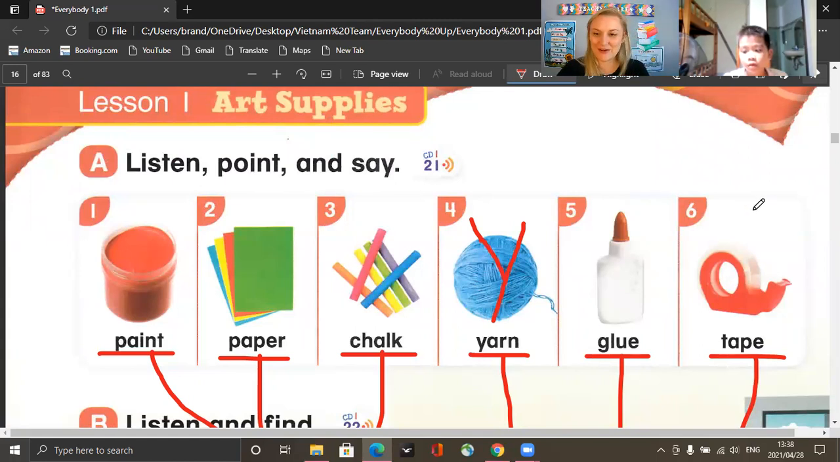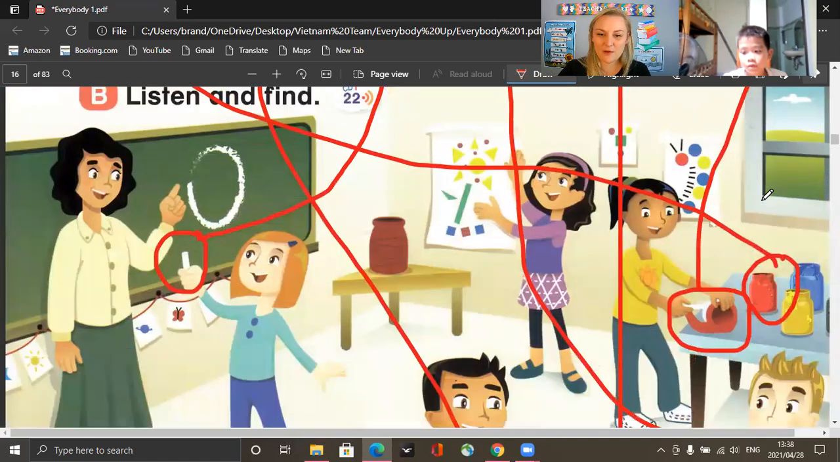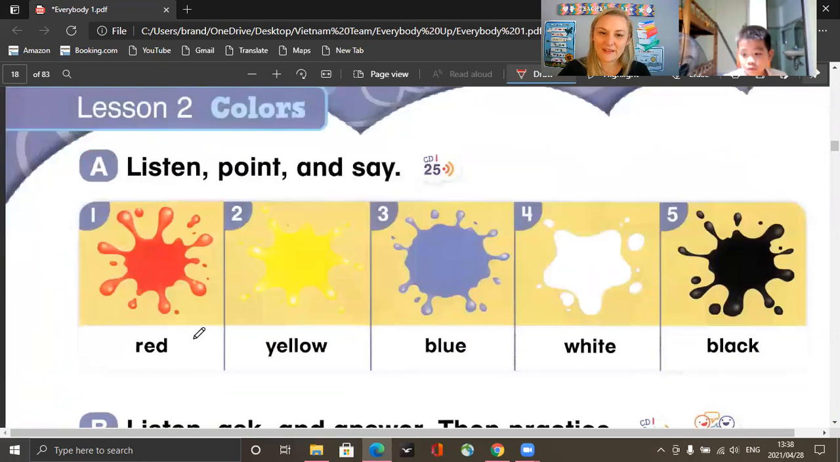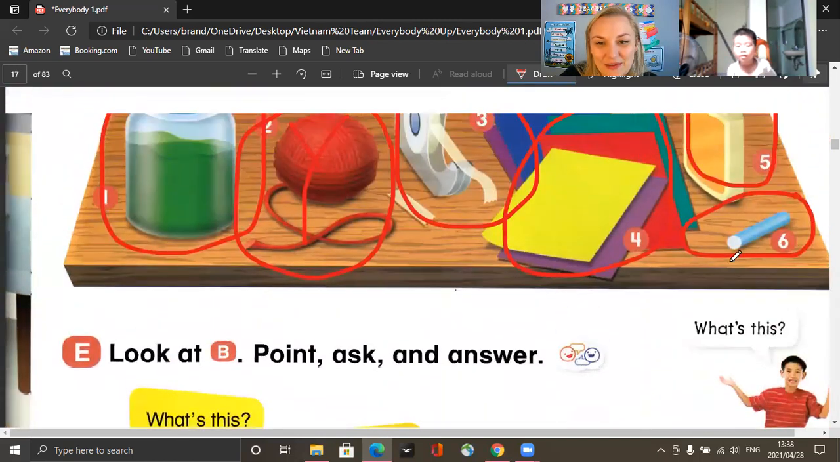Wow, you did a good job. Okay, we're almost done. Let's see. Can you tell me these colors? Red, yellow, blue, white. Yeah. Black. Yay, very good. Well done, good job.